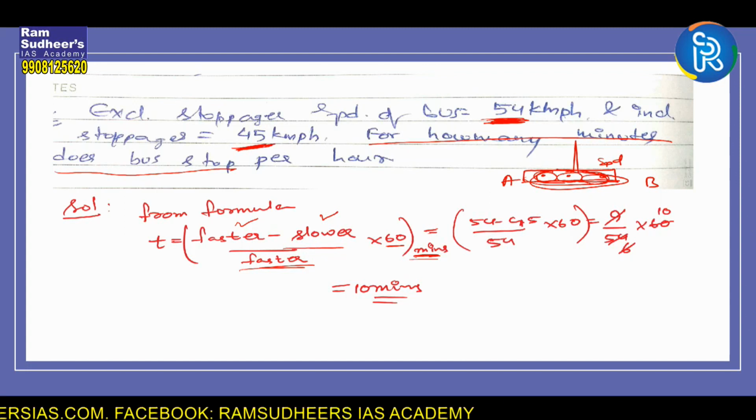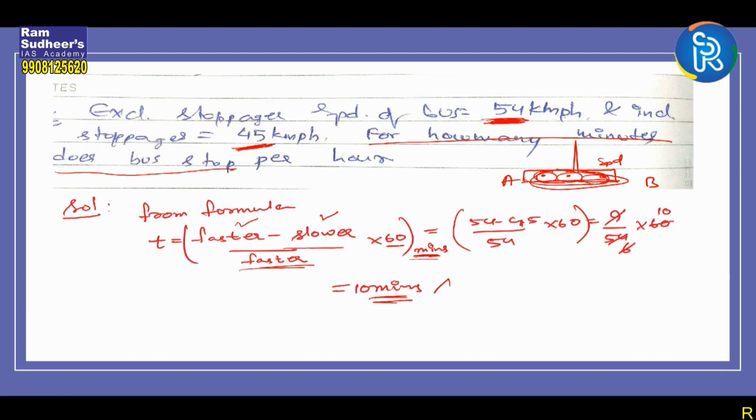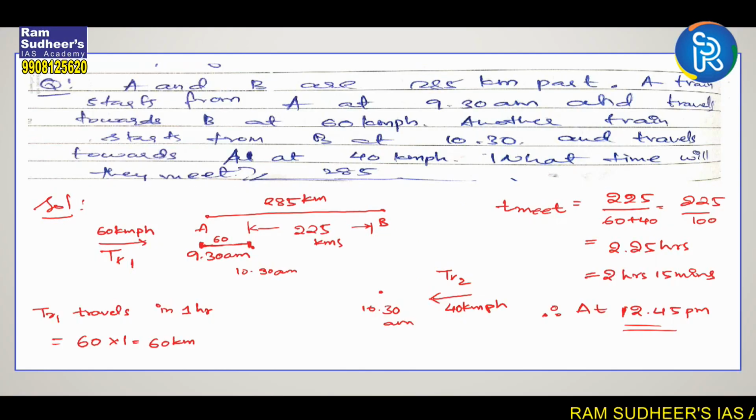Substituting these values, it would be 9 by 54 into 60. On cancellation, it would give me 10 minutes. The bus stops 10 minutes per hour in these bus stops. Not each bus stop, all the bus stops together, it would stop 10 minutes per hour. It is 10 minutes per hour because it is asked in the question per hour. Now, moving on to the next question.